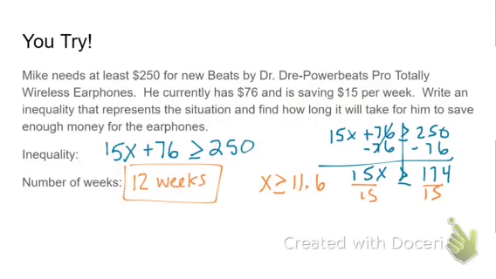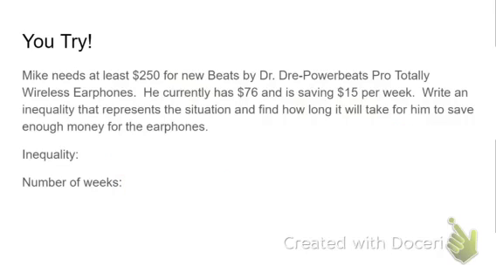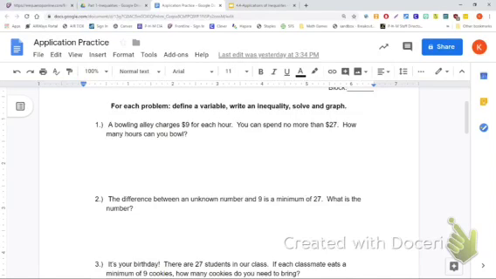Okay, so on the next page, you guys see that you have a few problems that we need to go through. Give me a second here. I apologize for that. I'm trying to get my stuff together.